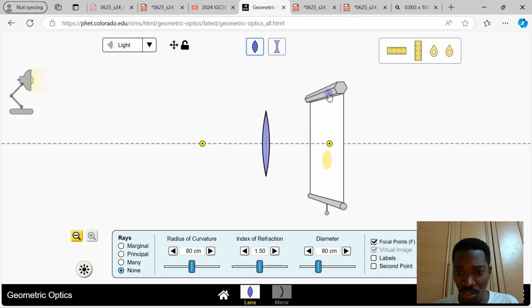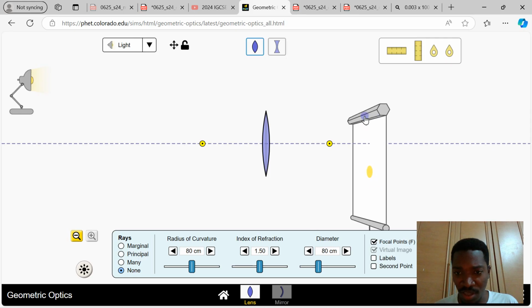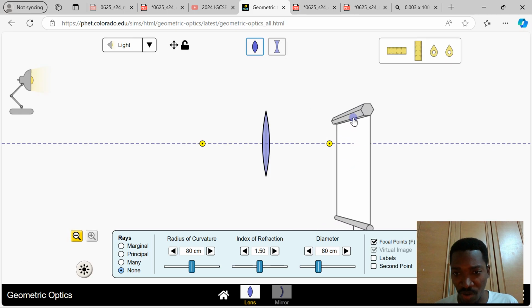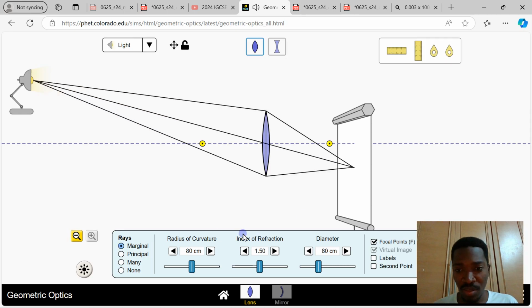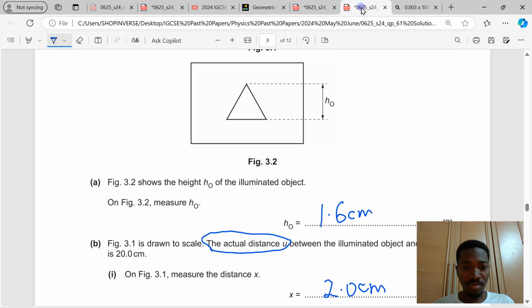On this simulation platform, when you have nothing at all on the screen, that's when you consider a sharp image to have been formed. So here, a sharp image is considered to have been formed. Let me check it by bringing back the rays of light. Where these rays converge, that's where the image is formed. So let's get back to this.